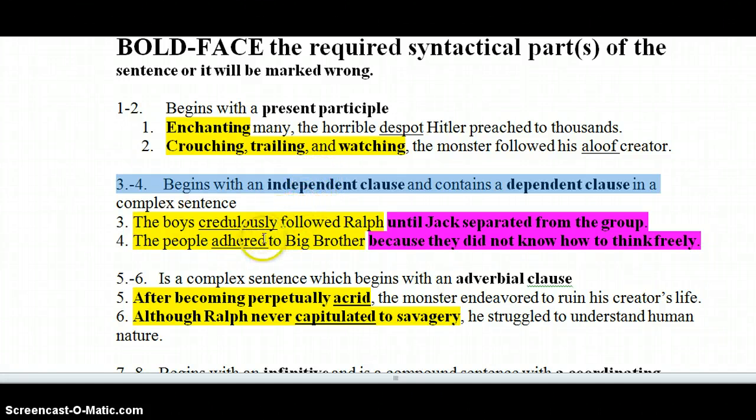dependent clause. Okay. So here's our independent clause in yellow. It's a simple sentence in both. And then we have a dependent clause which begins with a subordinate conjunction. In this case, the subordinate conjunction until, and in this one, because. You'll notice that there is no comma in this sentence because it's ICDC. There is no comma. When it's independent clause followed by dependent clause, no comma.